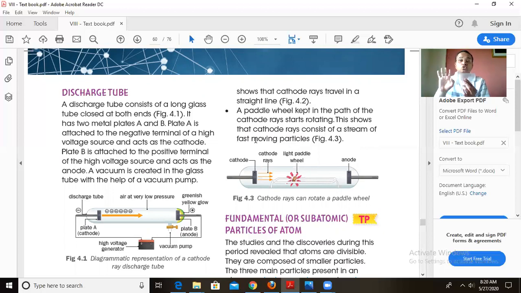These were the two observations at that time. The first observation, they travel in a straight line, and secondly, they consist of a stream of fast moving particles. Simple observations at that time. So this is all about the discharge tube which was used at that time. Dear friends, did you get it?